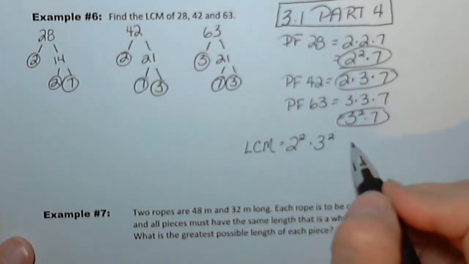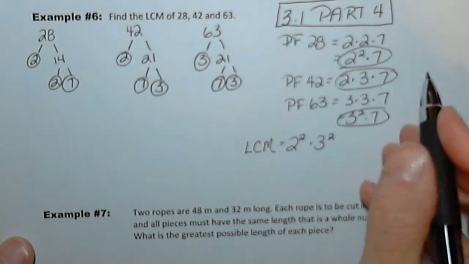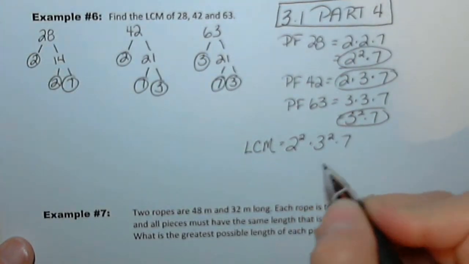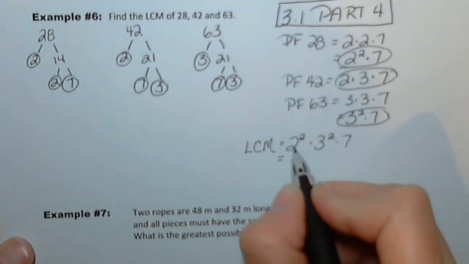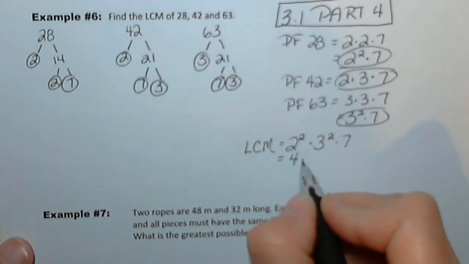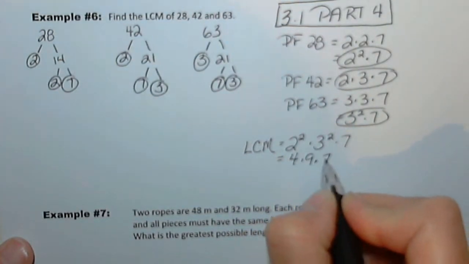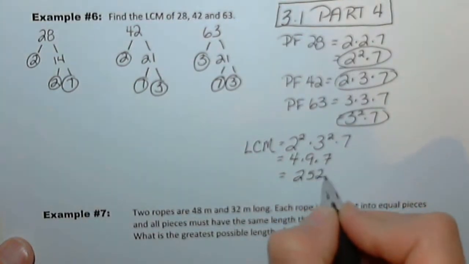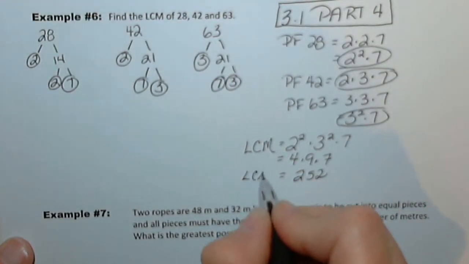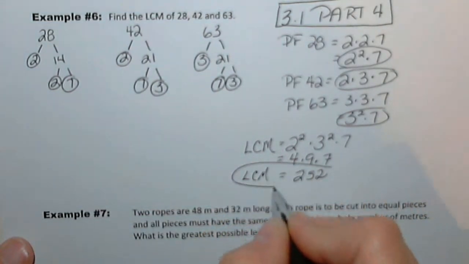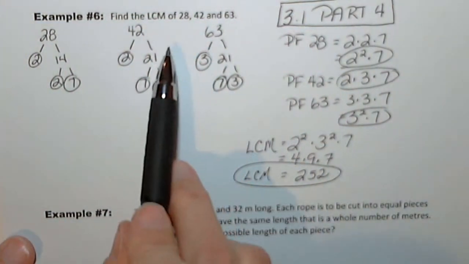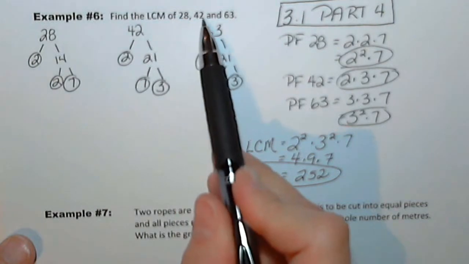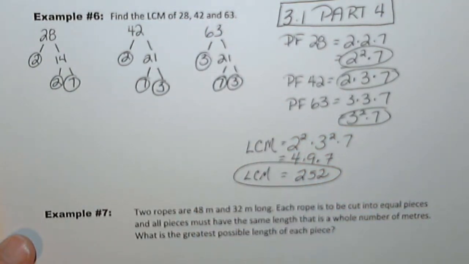Do we have a 5? We do not have 5. Do we have a, well, 7 would be the next one, then we do have a 7. And then we're going to multiply that through. 2 squared is 4, times 9, times 7, which is going to turn into 252. So in this question, our LCM is 252. It's the smallest number that this, and this, and this will all evenly divide into.